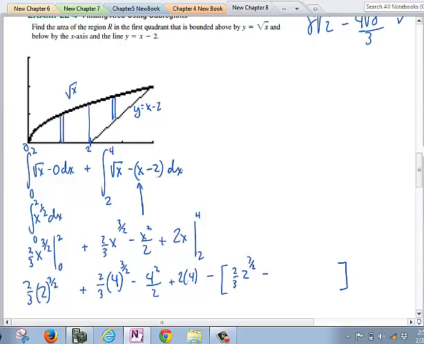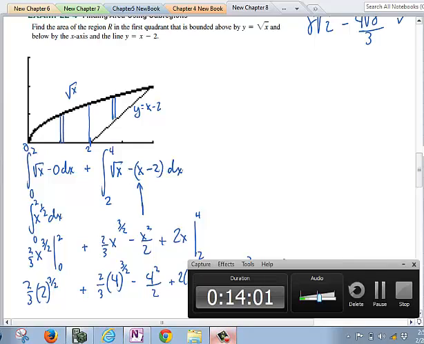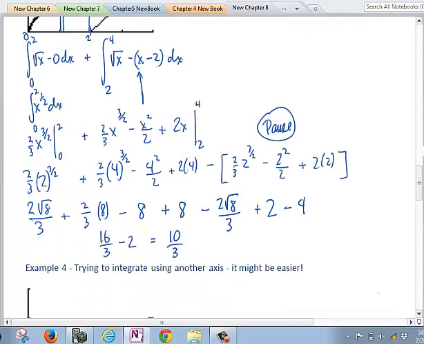I'm going to minus. I've got 2 being plugged in, so I've got 2 squared over 2. I've got plus 2 times 2. I'm going to pause the video, and I want you to now finish evaluating this.